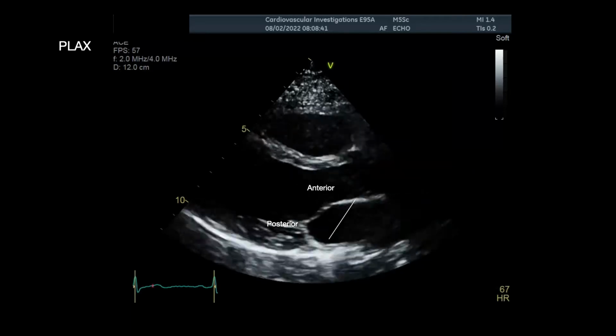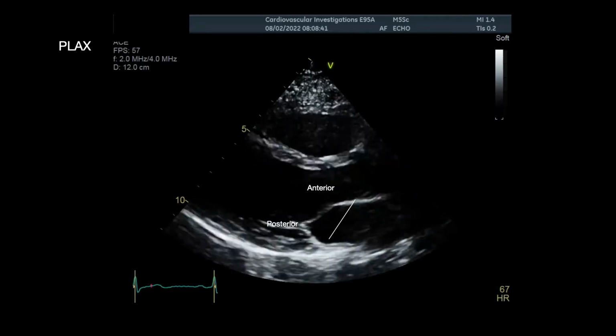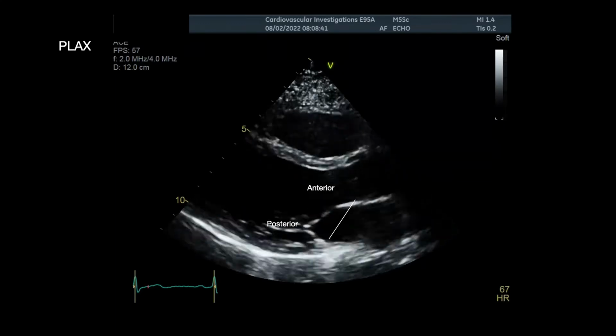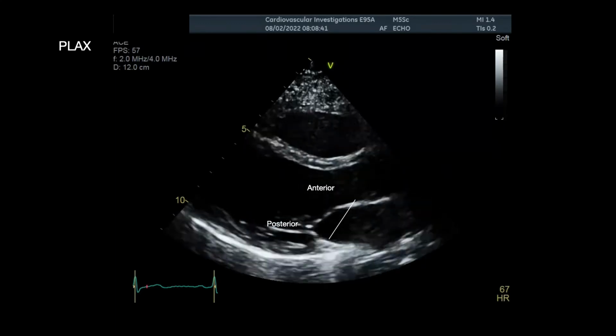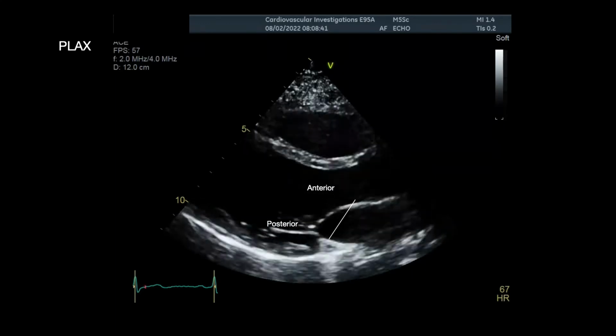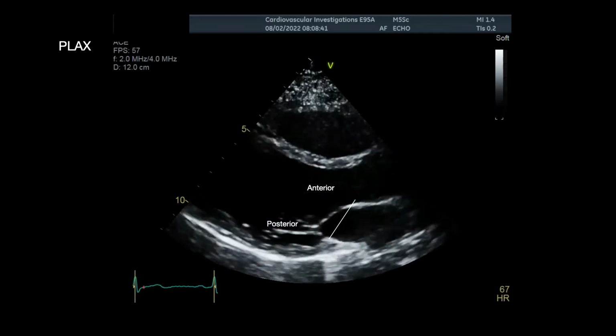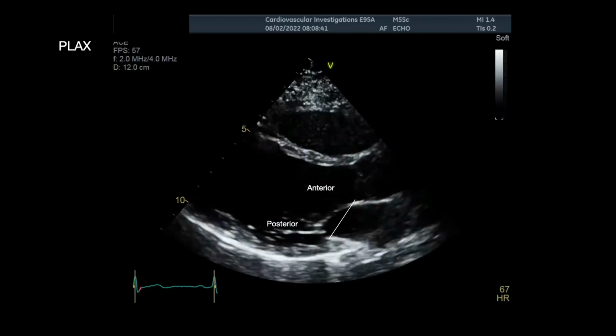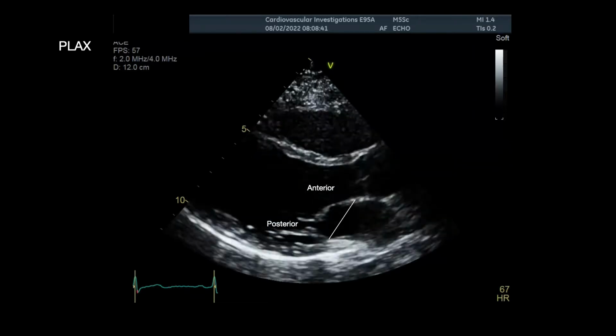In this view, you can also get an impression of LV function and size to add to your assessment. You can make an impression of LA size as well, and also look at the aortic valve in case there's concomitant aortic valve disease, which may be the case in rheumatic heart disease, for example.